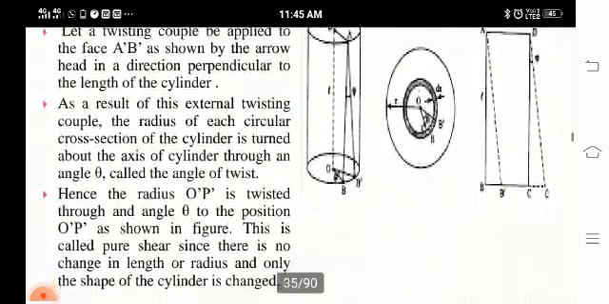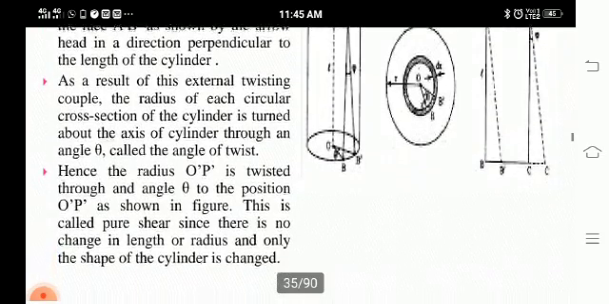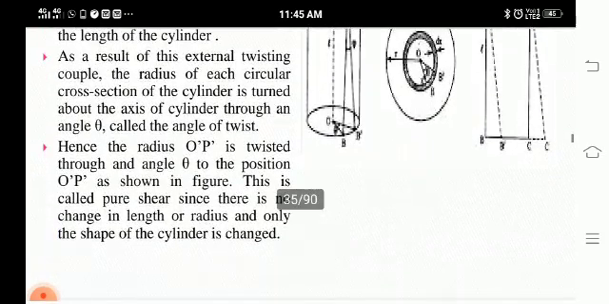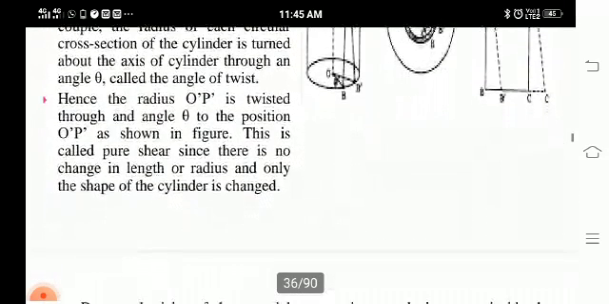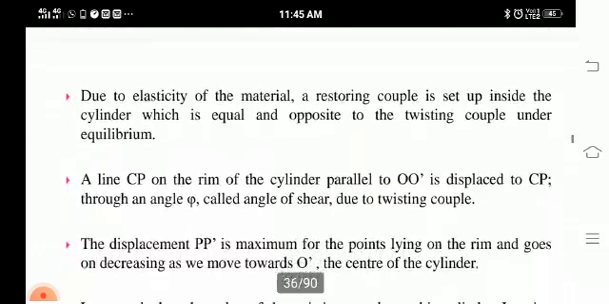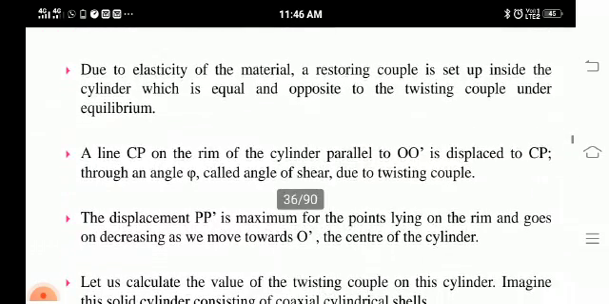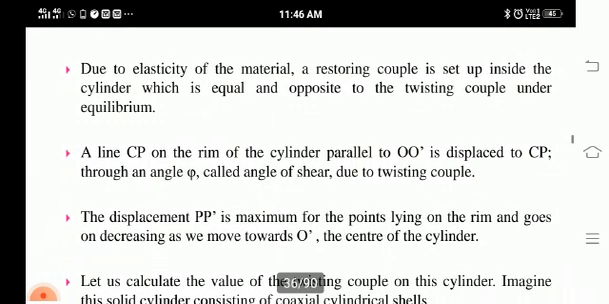Here, the radius QP is twisted through an angle theta to the position Q dash P dash, which is shown in the figure. This is called pure shear, since there is no change in length or radius and only the shape of the cylinder is changed. Now, due to the elasticity of the material, a restoring couple is set up inside the cylinder, which is equal and opposite to the twisting couple under equilibrium condition.